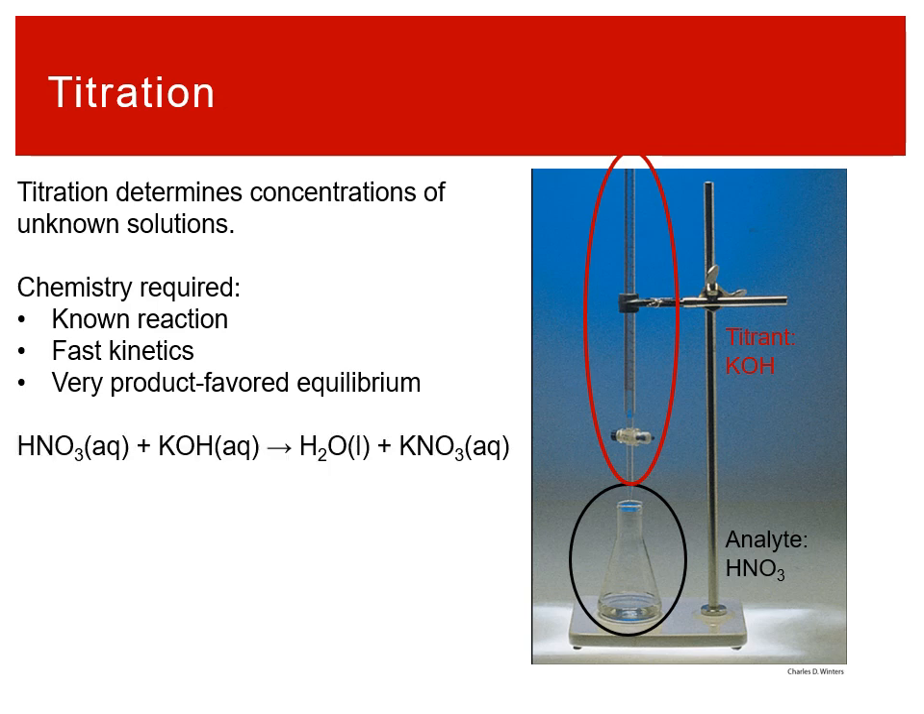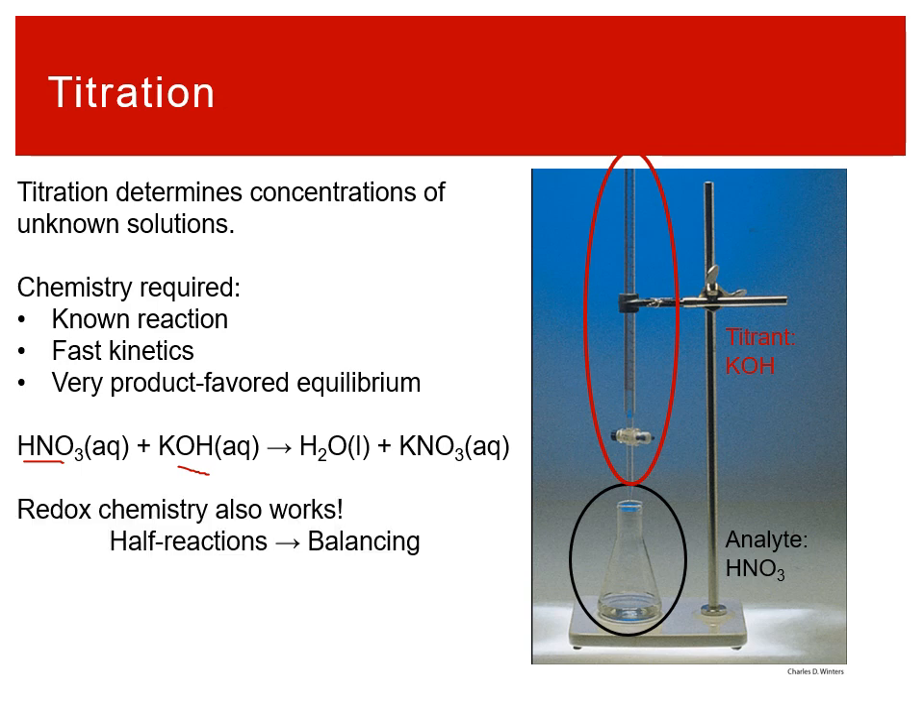And so acid-base chemistry checks all of these boxes, because it's a Brønsted-Lowry acid that allows us to predict the product, that shift of the H+, really fast kinetics because you're just moving the H+, and very product-favored equilibrium. Basically, if we use a strong acid and a strong base, we are pretty much guaranteed that this is just going to go all the way to product. We're not going to have to worry about ICE tables. We can just use stoichiometry.